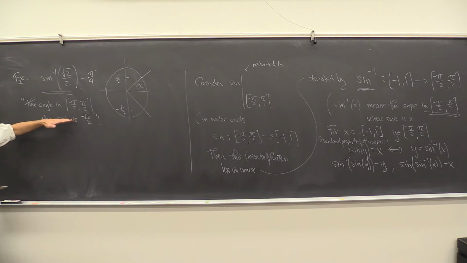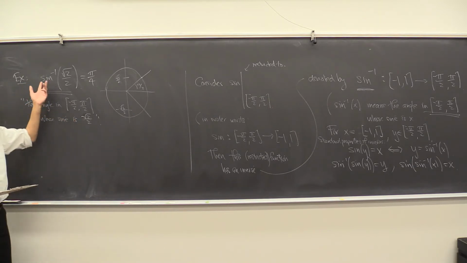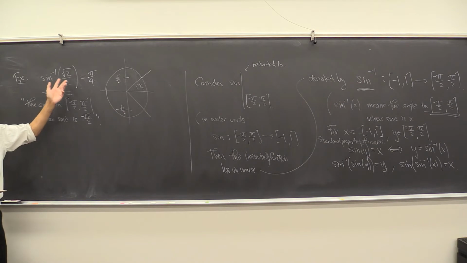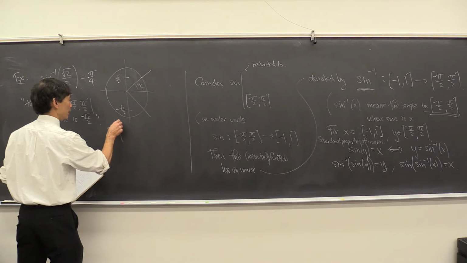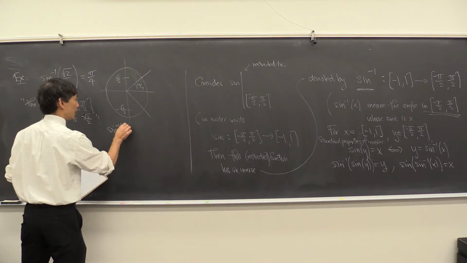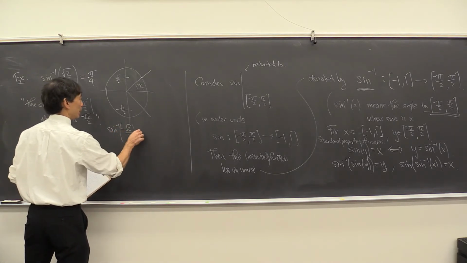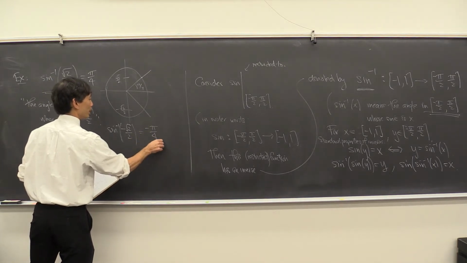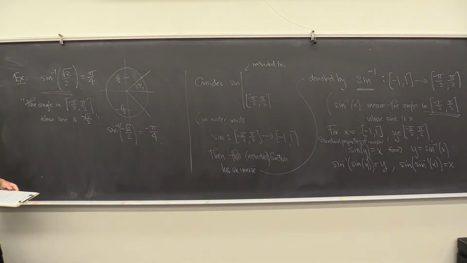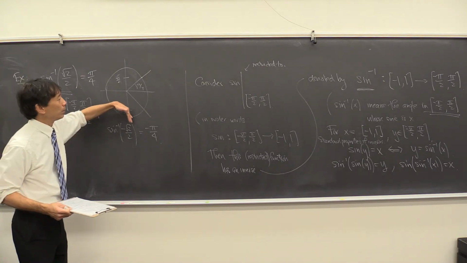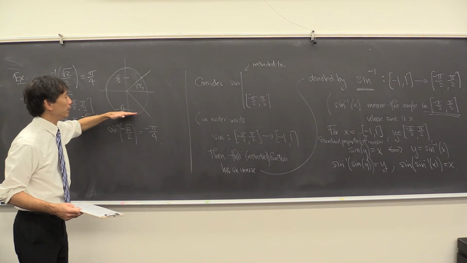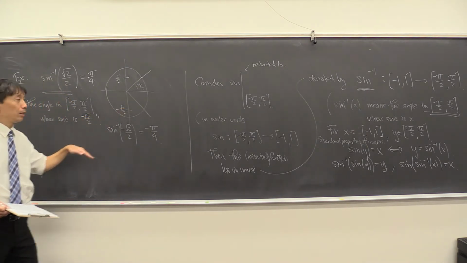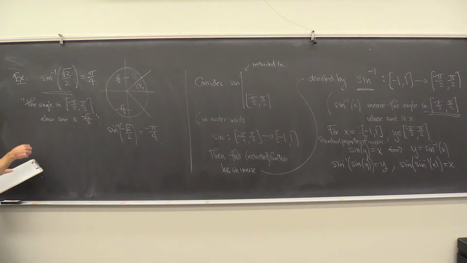Any other questions? Okay. My next question was, what about sine inverse of negative root 2 over 2? But you've already answered it. Sine inverse of negative root 2 over 2 would be negative pi over 4, because that's the angle between negative pi over 2 and pi over 2 that has that sine. Okay. So that was number 1.